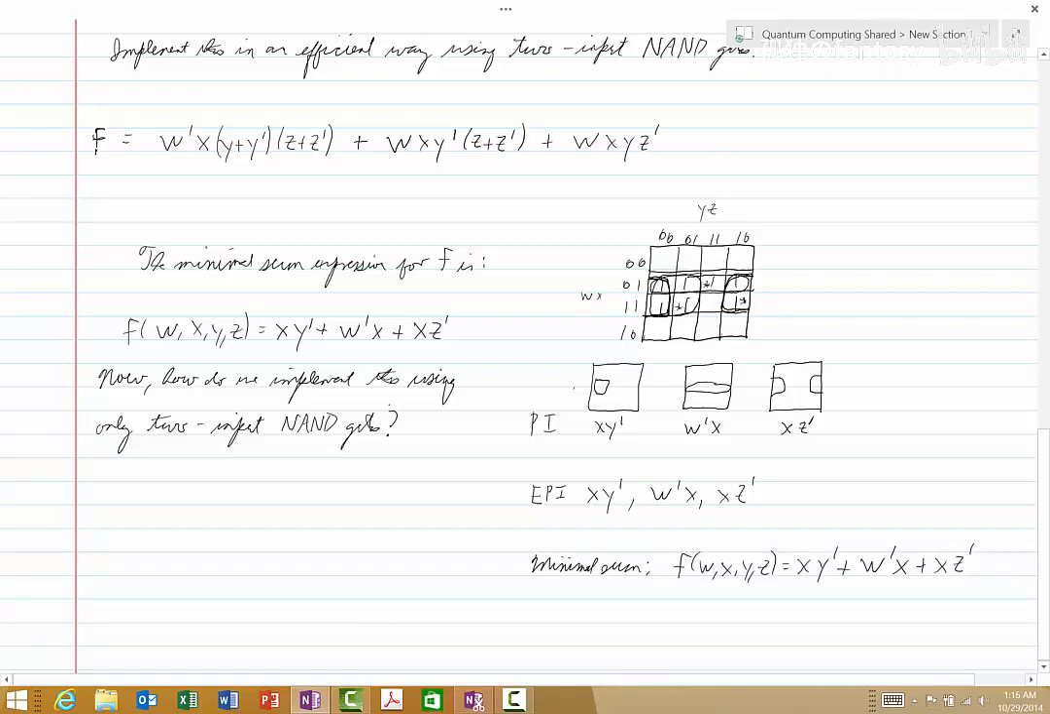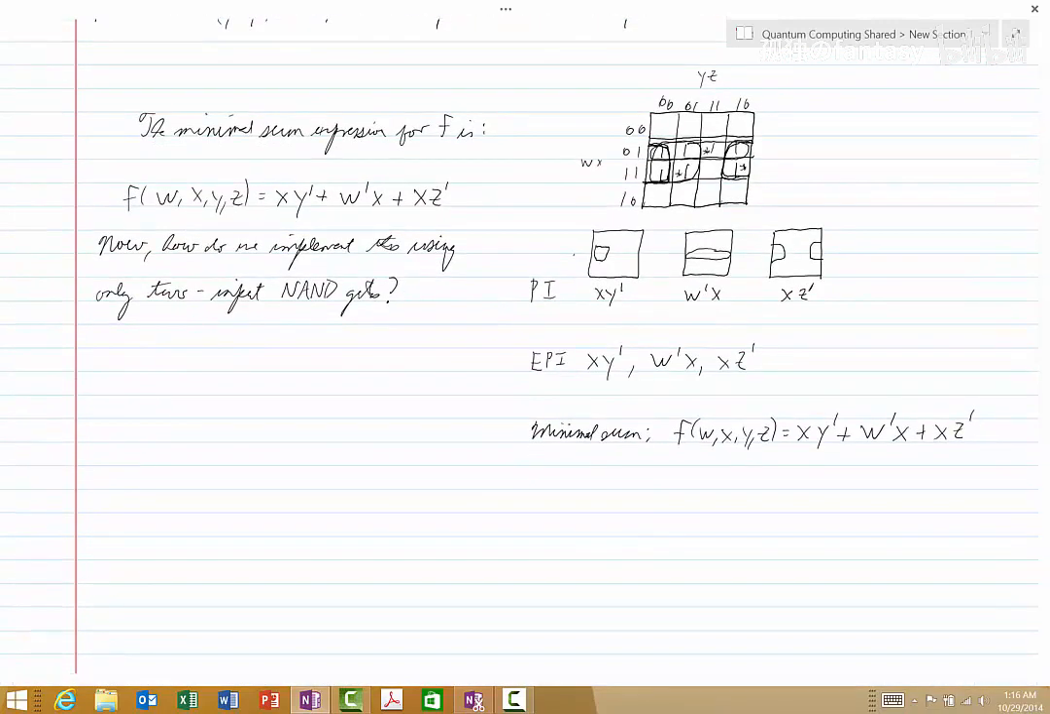Let me make sure you understand the difficulty. Right now, if you implemented this directly, to implement this term we would need an AND gate, for this one an AND gate, and for this one an AND gate. And then once we got those 3 terms, we would need a 3-input OR gate to OR them all together. We don't want to do that. We want to use only 2-input NAND gates to implement the entire function. So how do we do it?